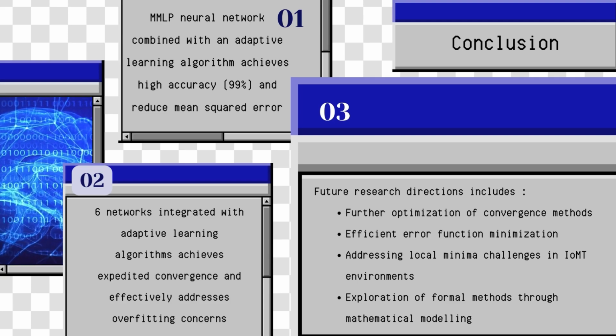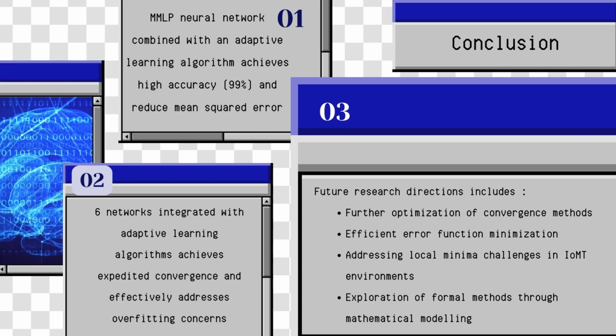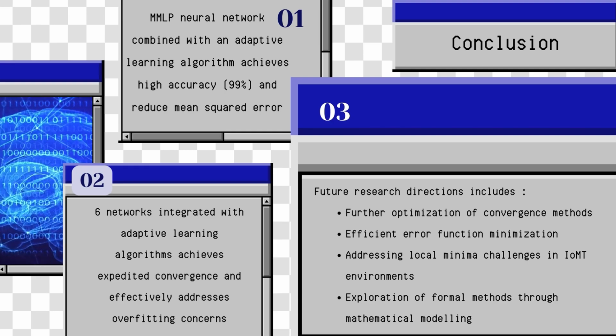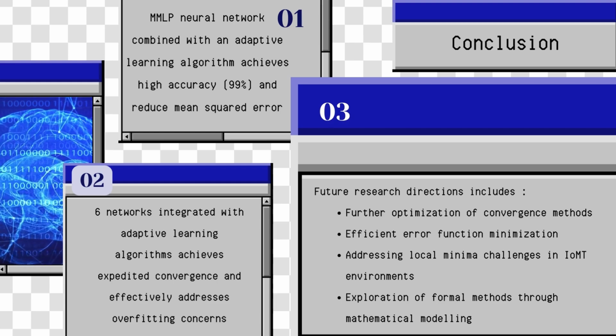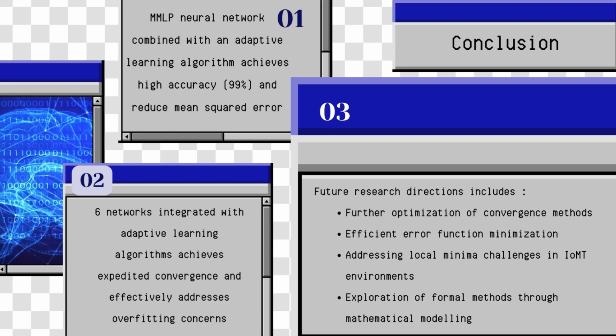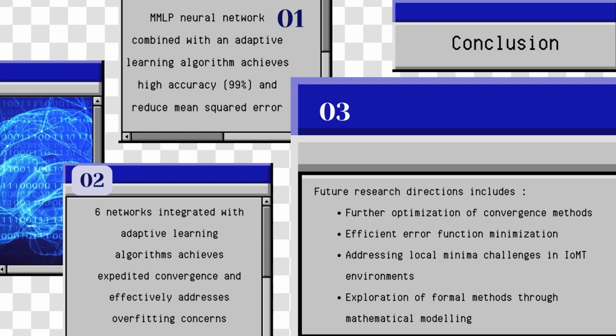Looking forward, the study identifies several future research directions, including further optimization of convergence methods to ensure efficient error function minimization and tackling challenges associated with local minima in IOMT environments. Additionally, formal methods will be explored through mathematical modeling to evaluate the effectiveness of the proposed approach.